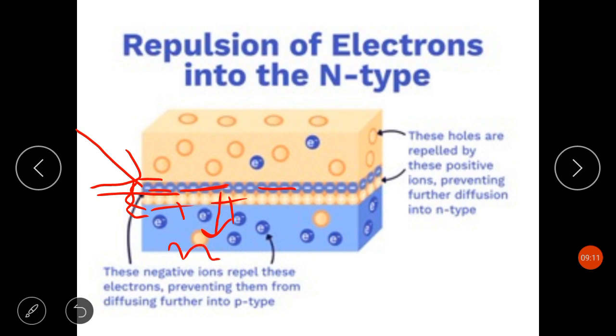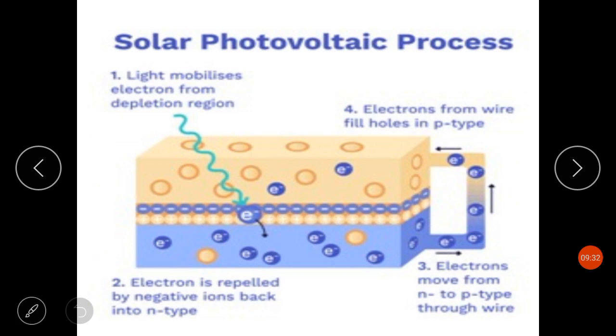the N side. Now there is a new room for an electron to be filled, because there is a hole here in the P side of the depletion region. There is a hole which needs to be filled. But how can an electron from the N side fill that space again? Because there is a potential barrier of the depletion region. So what can we do?